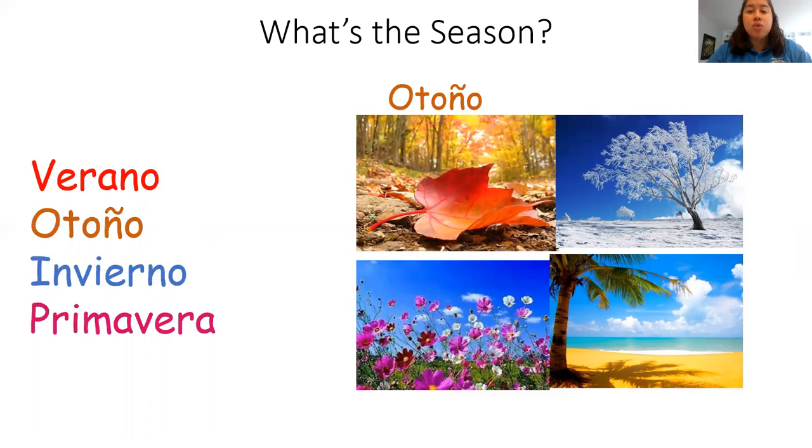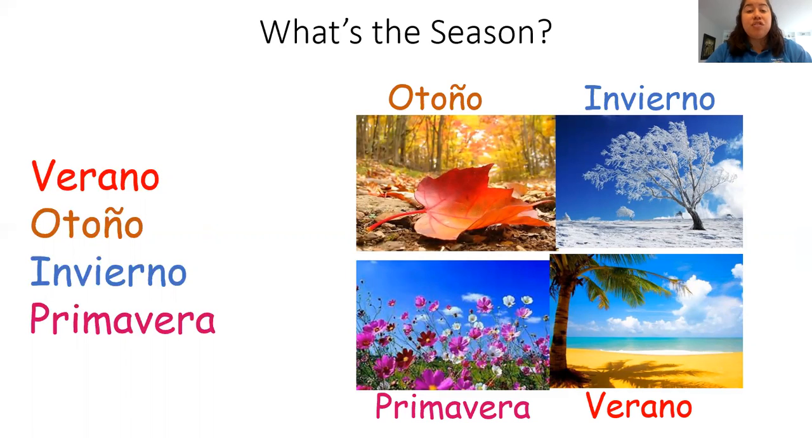That is otoño, otoño. After that, we have winter with the icy tree and the snow on the ground. That season is invierno, invierno. After that, we have springtime. Spring in Spanish is that beautiful word, primavera, primavera. Lastly, we have summertime, which is coming up soon, and that is verano, verano.